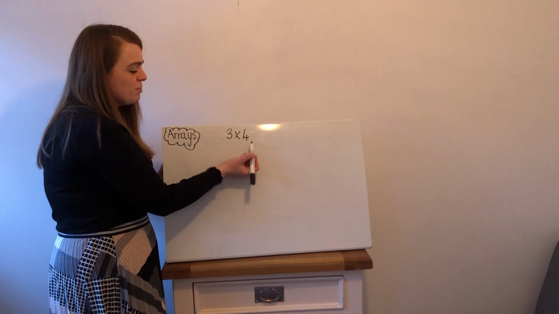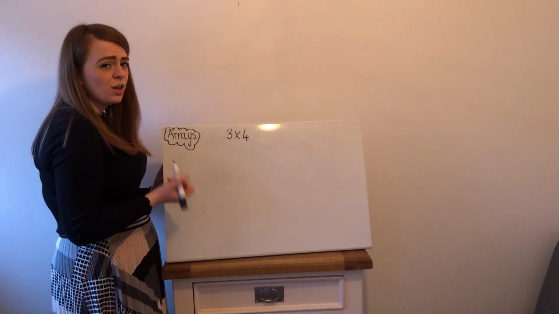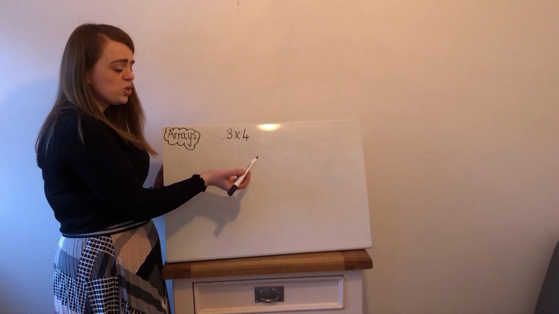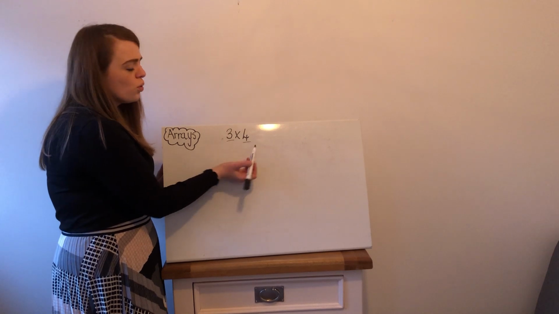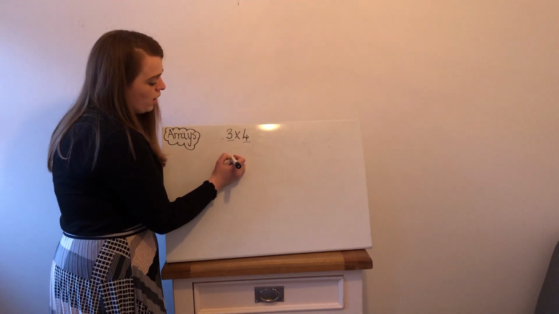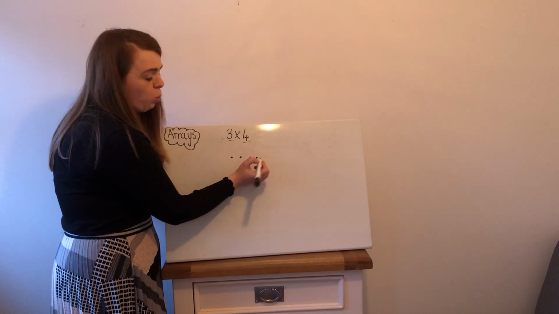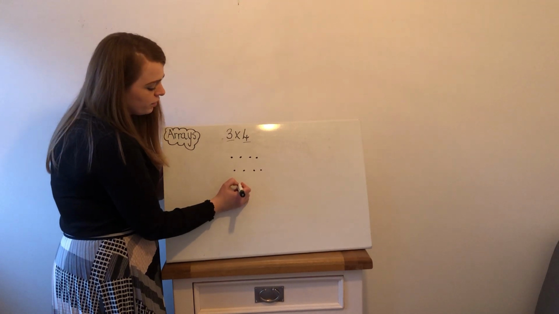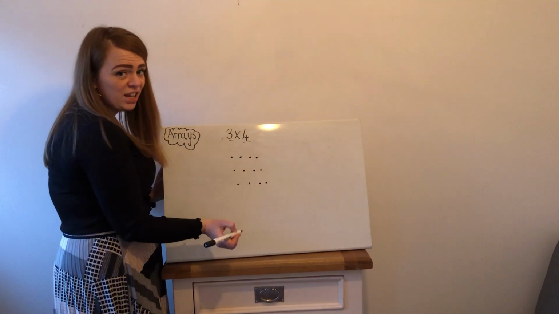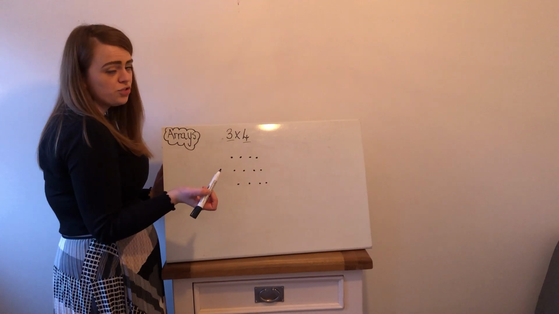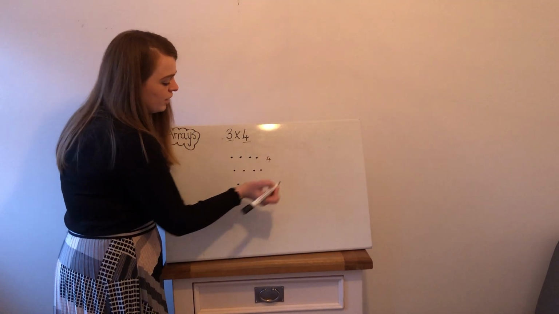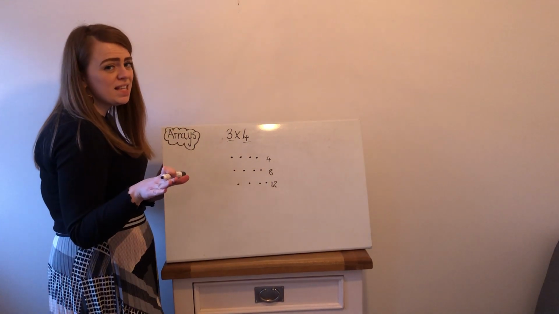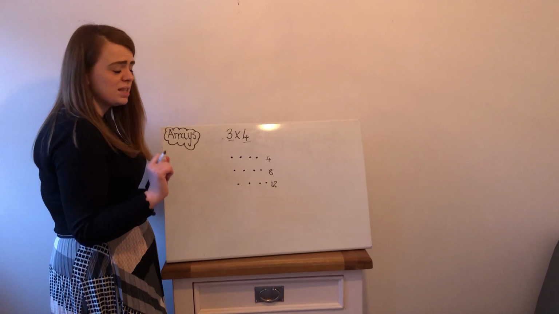So 3 times 4, how am I going to do this? Well, I could do it in 2 ways, boys and girls. The first way I'm going to do it is to have 3 rows of 4. So I've got 1 row of 4, 2 rows of 4, 3 rows of 4, and I can count each row. So here's 4, 8, 12. And that was super easy for me because I already know my 4 times table.